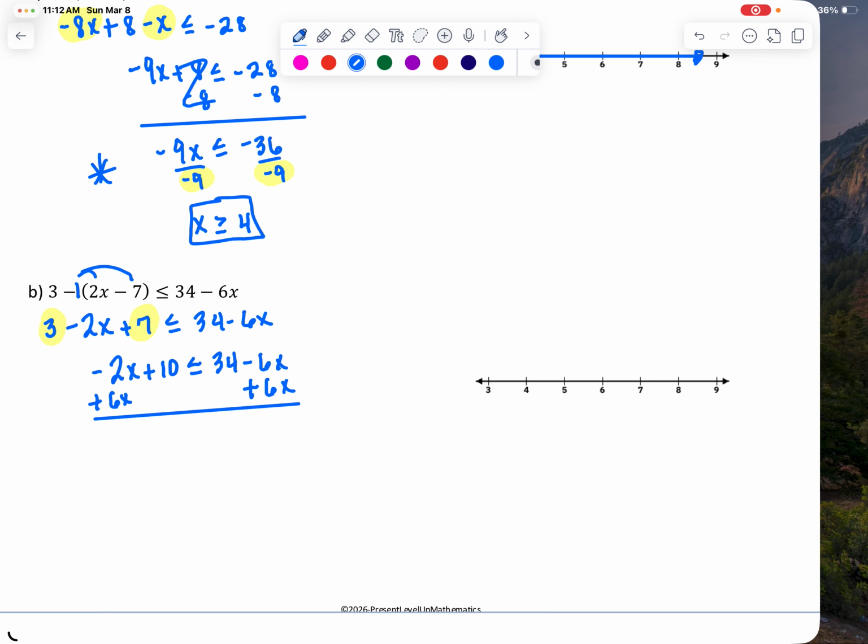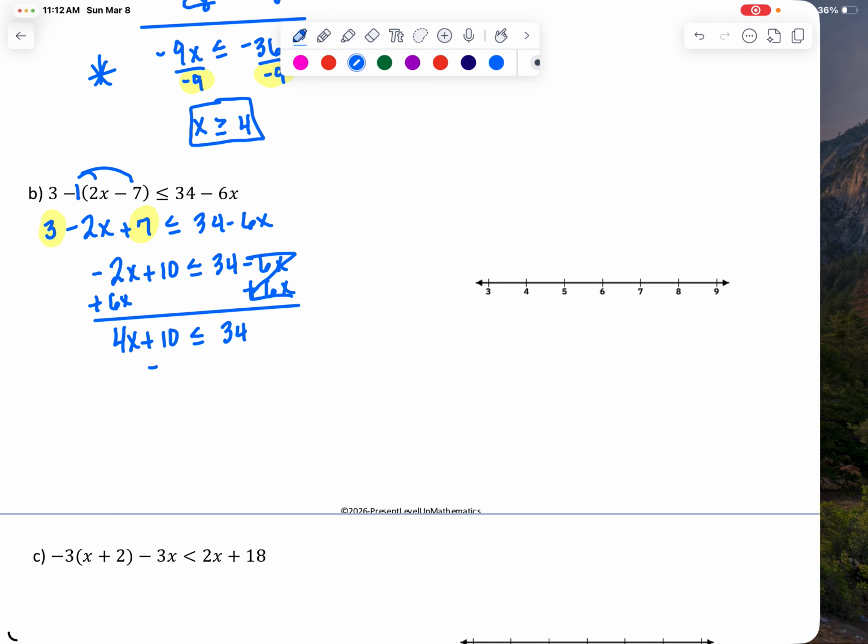So this would be negative 2x plus 6x is 4x plus 10 is less than or equal to 34, and this term zeroes out. So now we have a two-step equation, so I will subtract 10. So 4x is less than or equal to 24, and divide by 4 to get x is less than or equal to 6. Now, I want you to think about why did I not reverse the symbol in that problem?